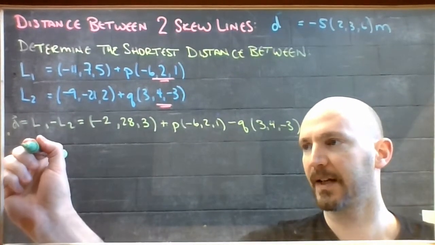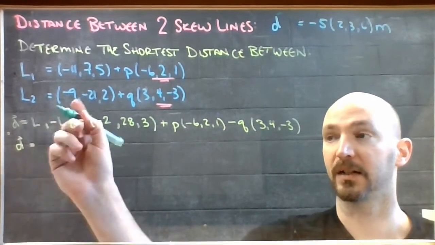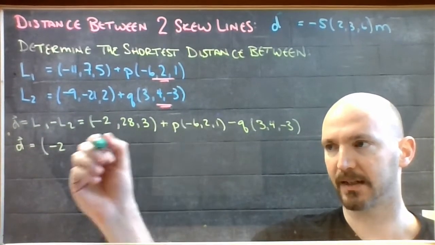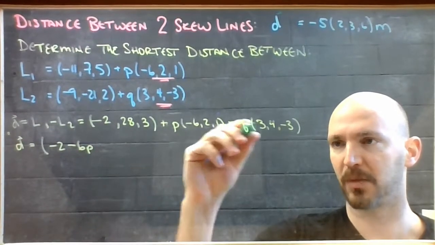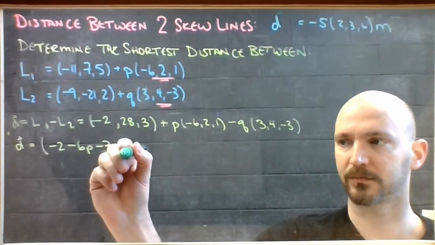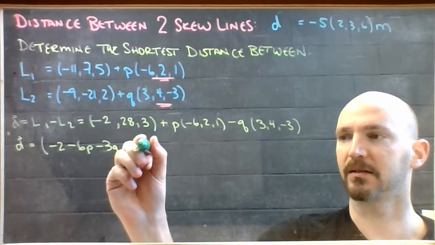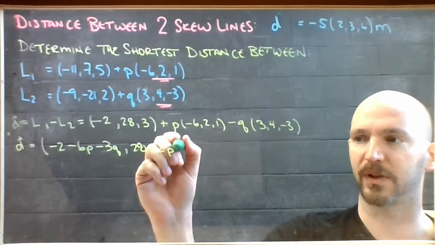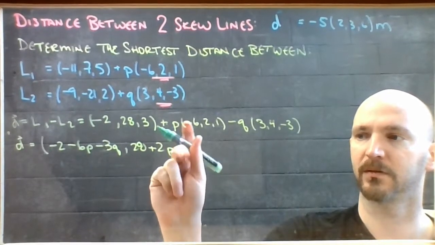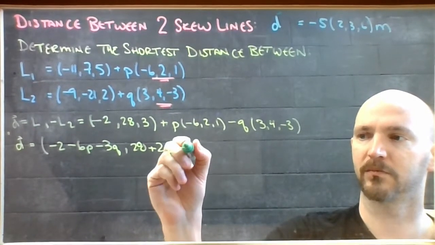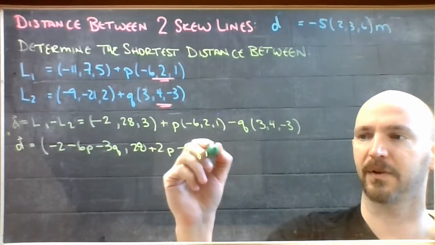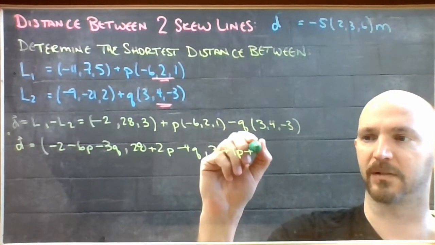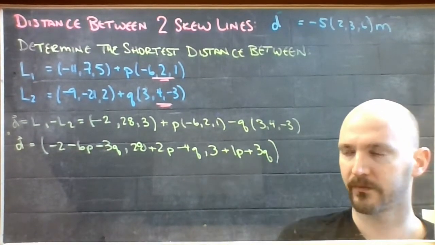So if I gather that all up, this vector here connecting the two lines should be negative 2 minus 6p minus 3q, 28 plus 2p minus 4q, and 3 plus 1p plus 3q. All right.